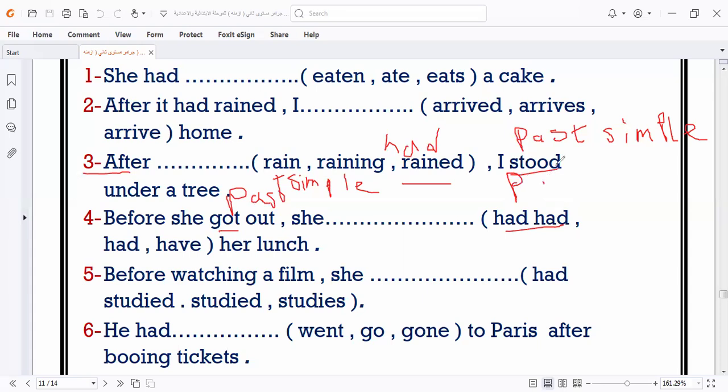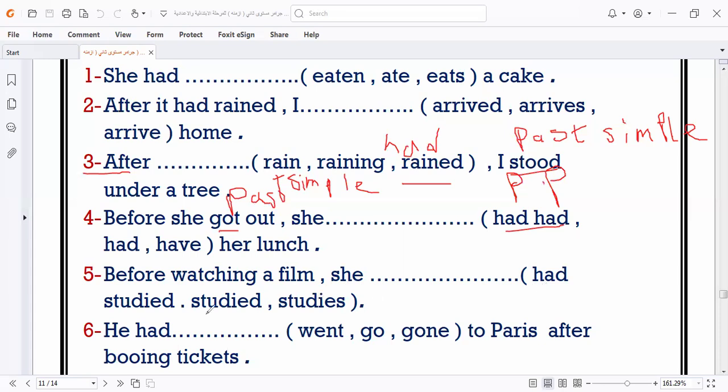Okay, let's answer the question. The last question here. Before watching the film, she what? Before watching the film, she doing what? Before she watching the film, she studied. She had studied before watching the film.